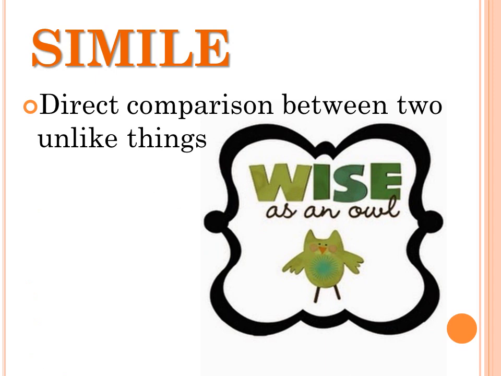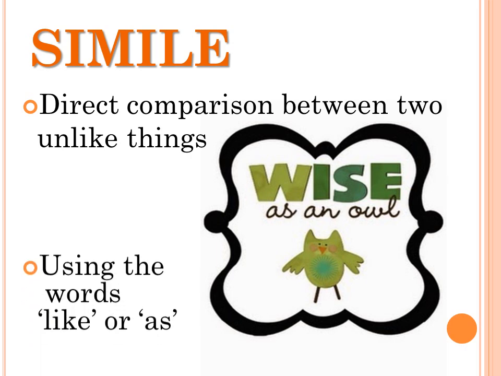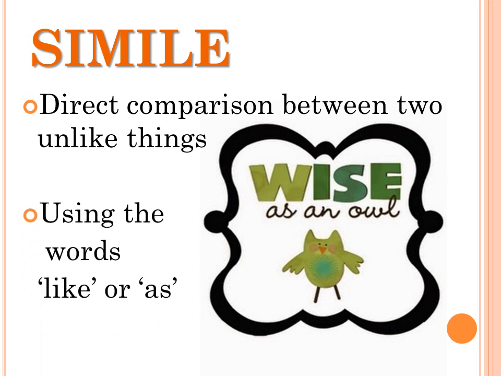Simile is all about direct comparison between two unlike things. Unlike things means dissimilar things, two different things. And this comparison is made using the words like or as. It's very simple to identify simile. You have to find out whether there is comparison made between two things and the use of words like or as. For example, he is wise like an owl.